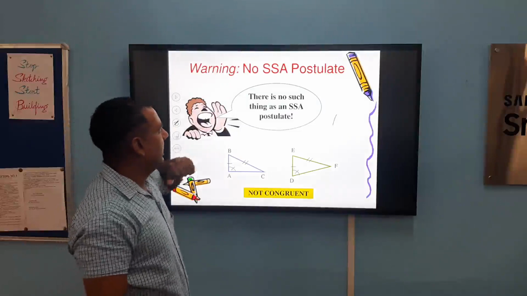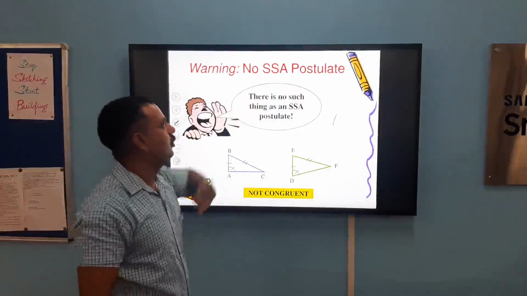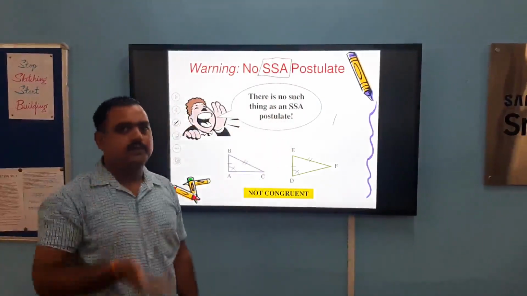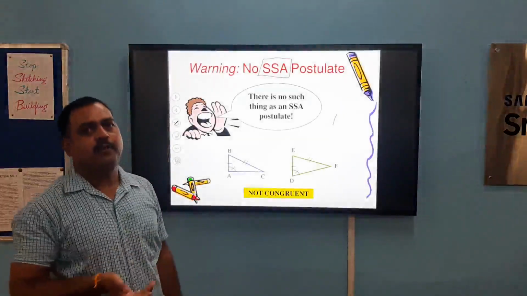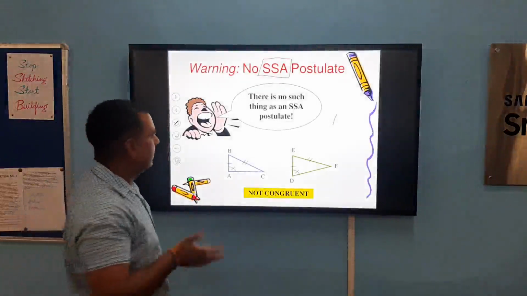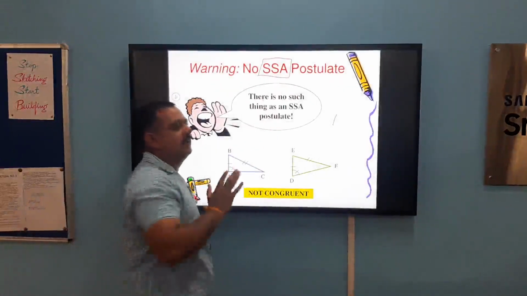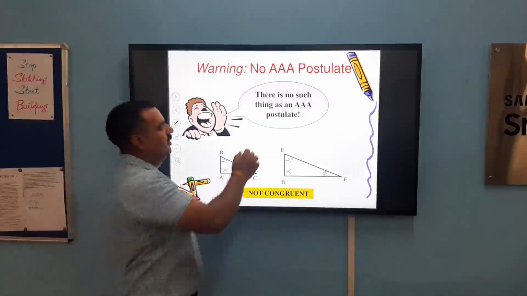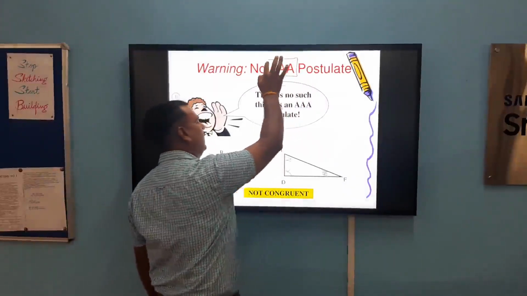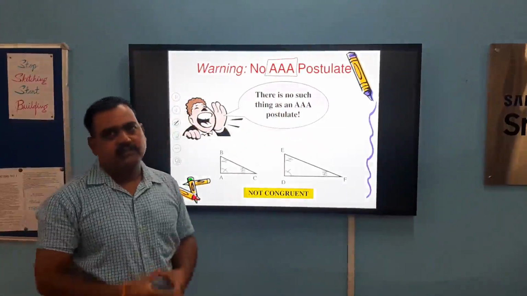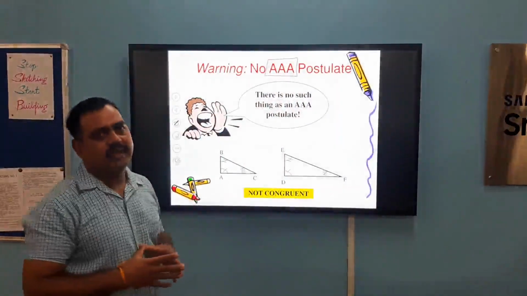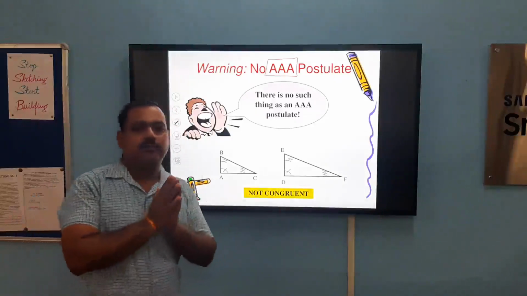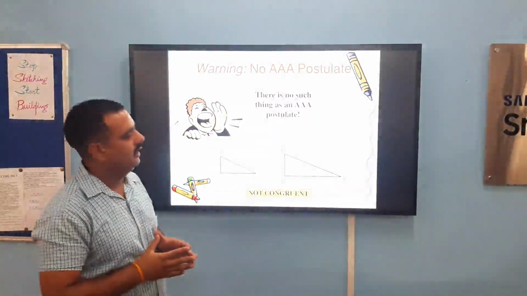Now, here is a warning: there is no SSA postulate. Like angle, angle, side, many times students use SSA as a postulate, but this is wrong. The SSA postulate does not exist. And again, just like SSS, students sometimes also use AAA, but the angle postulate is not a postulate for the congruency of triangles.